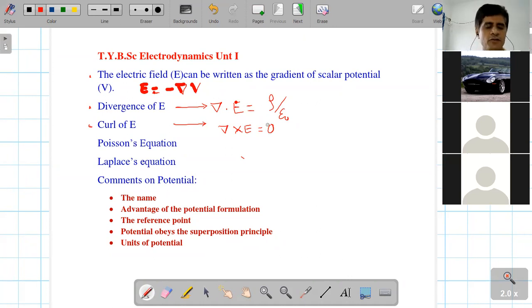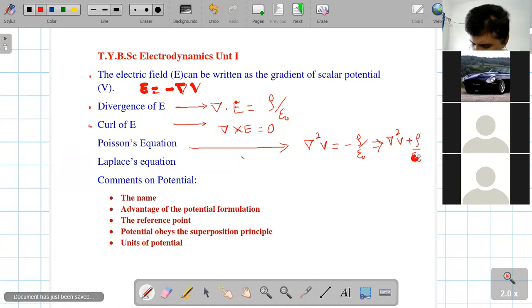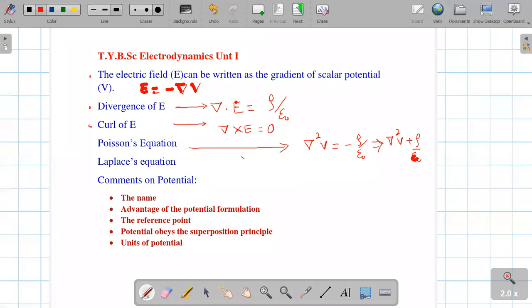Based on this, we can derive Poisson's equation. Poisson's equation can be written as del square V equal to... What is V? V is electrical potential. Our aim is to derive Poisson's equation, that is del square V equal to minus rho upon epsilon 0. Can I write like this, which implies del square V plus rho upon epsilon 0 is equal to what? Zero.